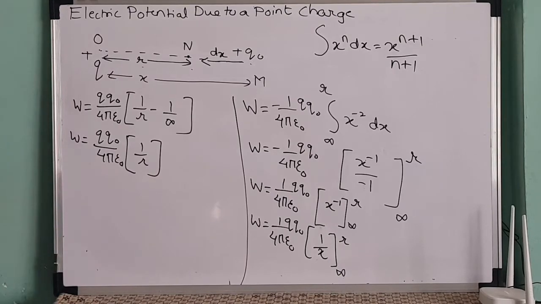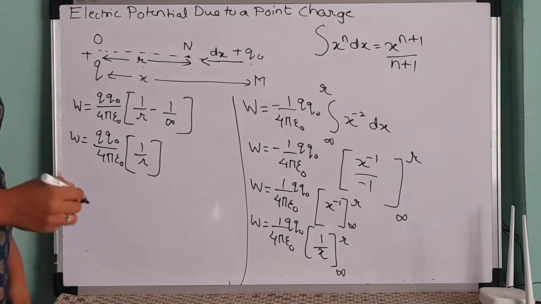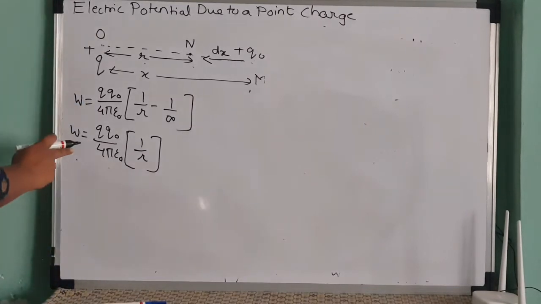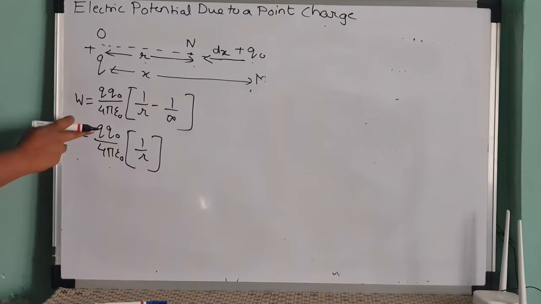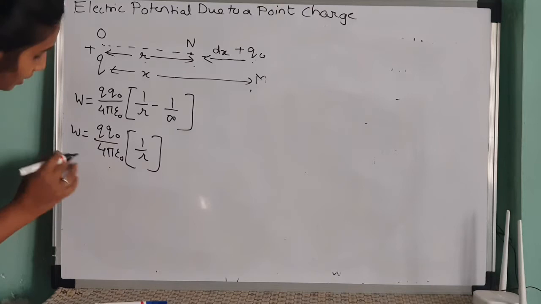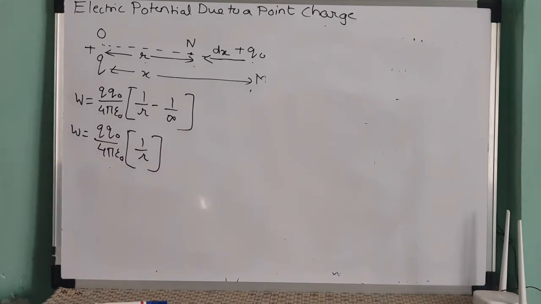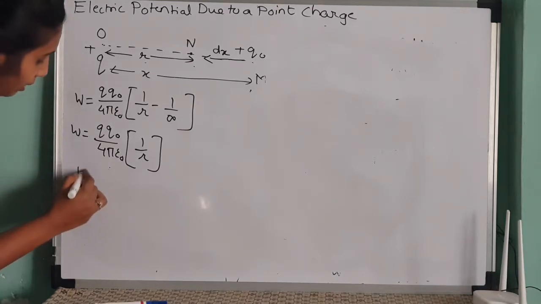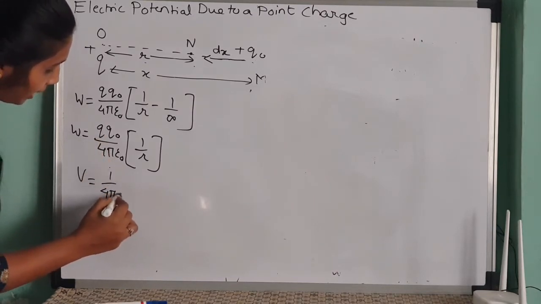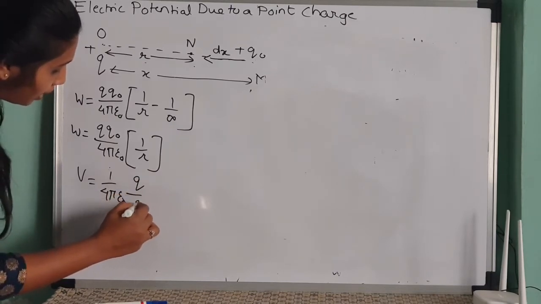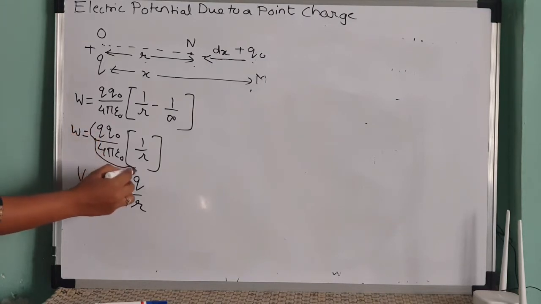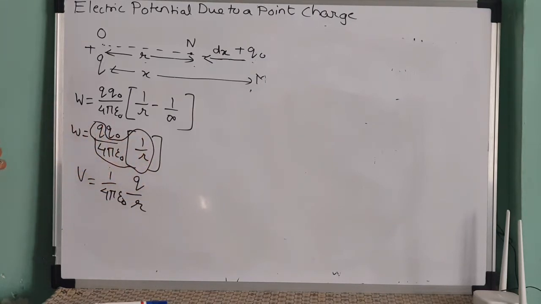So you know work done is always stored in the form of electric potential. Once you get the final equation, the total work done is nothing but Q naught upon 4 pi epsilon naught into 1 by r. We know work done is stored in the form of electric potential. So V can be written as 1 upon 4 pi epsilon naught Q upon r. This is my electric potential, right? This thing is my electric potential.